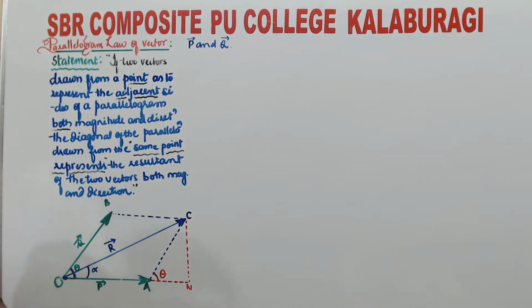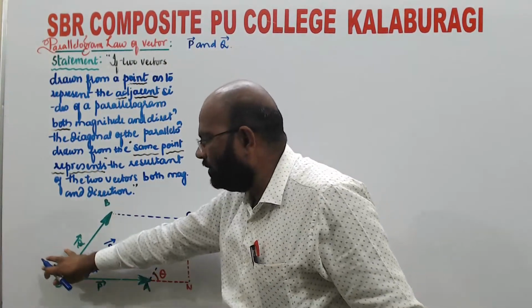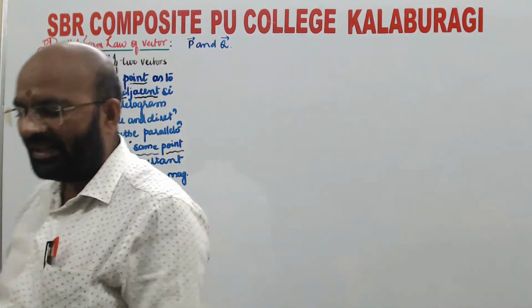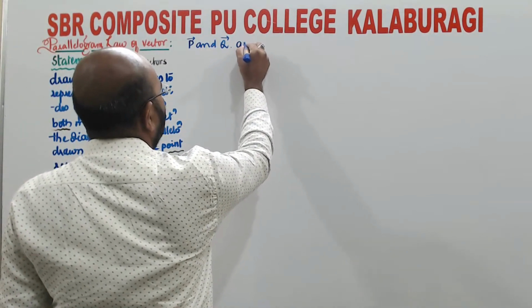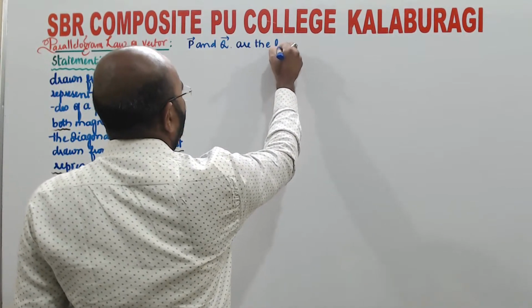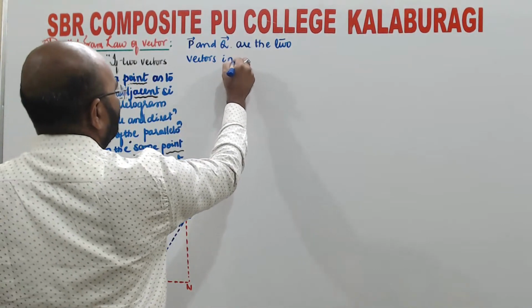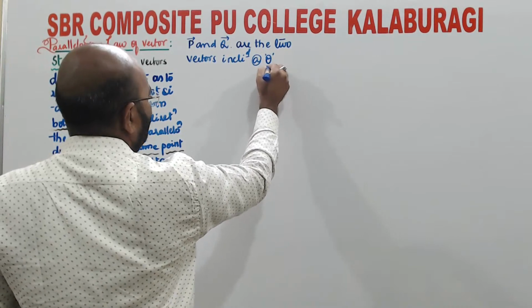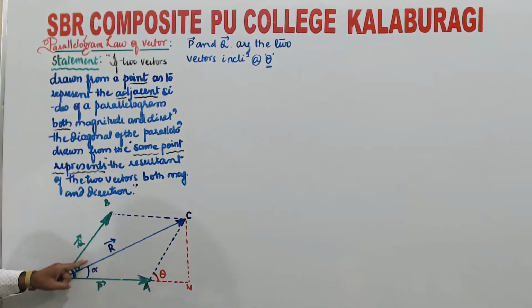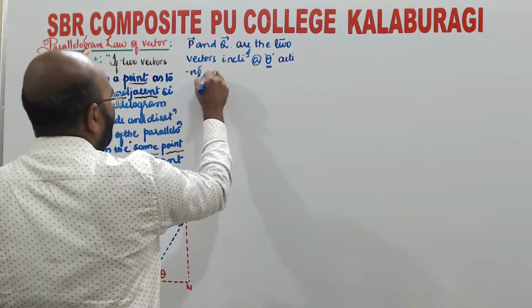Now how do we explain this parallelogram of vector addition? Let us consider that P and Q are two non-zero vectors, inclined at an angle. How much is the angle between the two vectors? It is theta. These are acting on a particle.